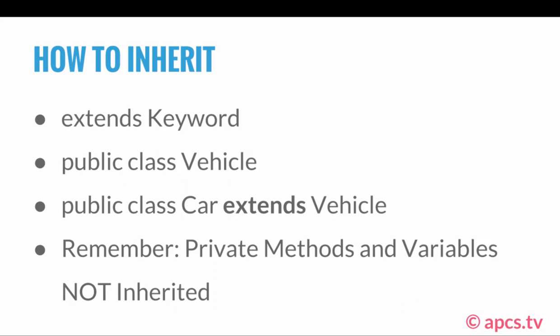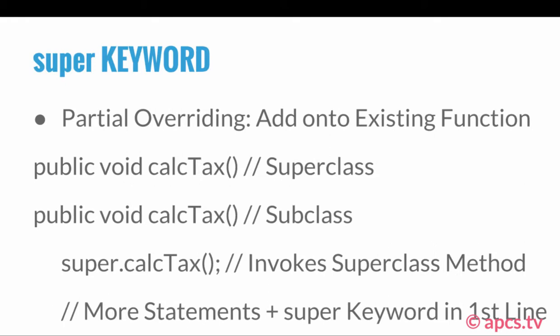So again, just to recap, we use the extends keyword in the class declaration. So we say public class, whatever the subclass's name is, extends whatever the superclass's name is. So now let's take a look at the super keyword and understand exactly how it fits in. So the super keyword fits in when you are partially overriding. And this basically means that you're adding on to an existing method.